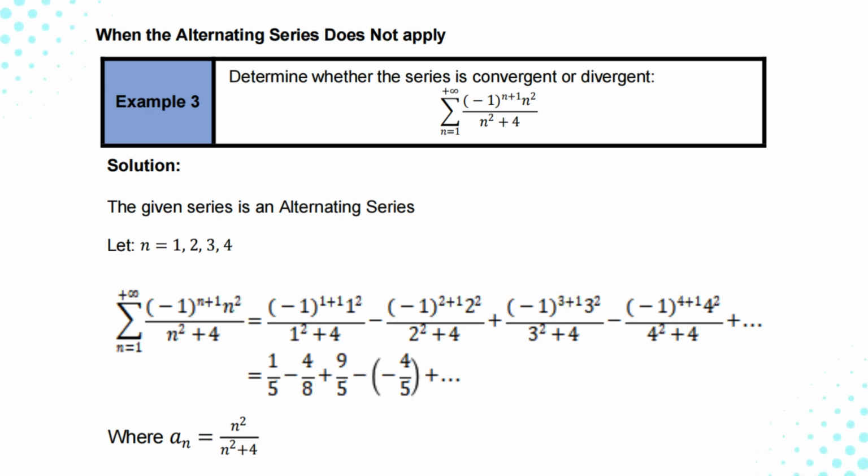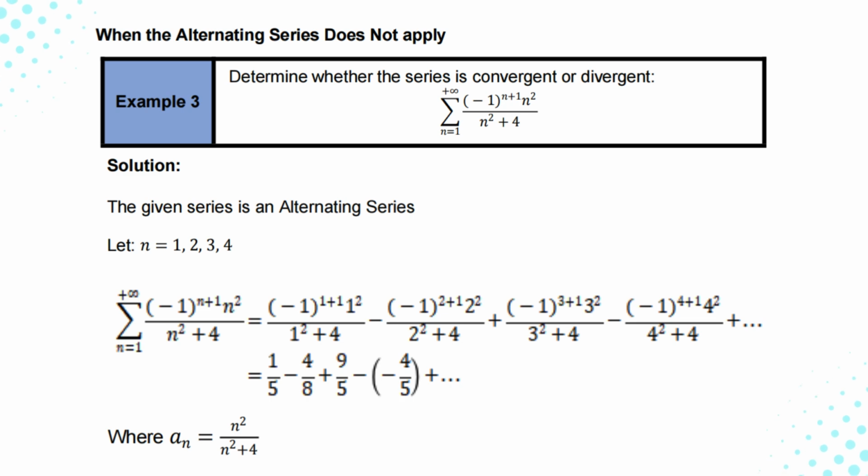Determine whether the given series is convergent or divergent. The sum of (-1)^(n+1) times n squared over n squared plus 4, from n equals 1 to positive infinity. So the given series is an alternating series. So we let n equal 1, 2, 3, and 4.